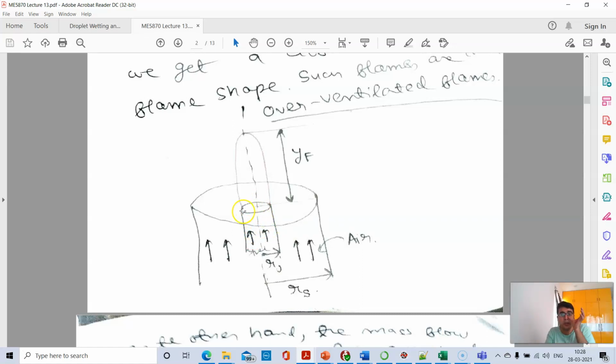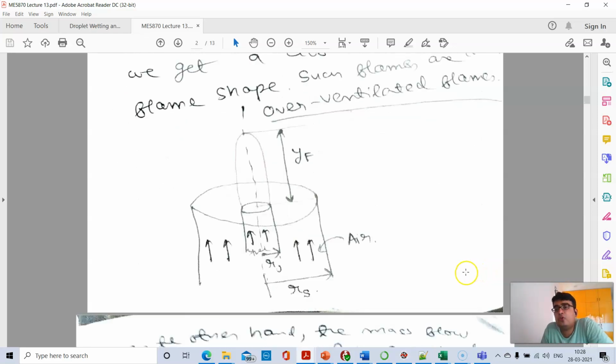Now here this YF is kind of the flame length. The RJ is the radius of the fuel jet. So basically the inner tube radius, that's the radius. So this is the fuel jet, and RS is the radius of the outer air tube. Okay, so RS is the concentric cylinder, outer cylinder, cylindrical tube diameter.